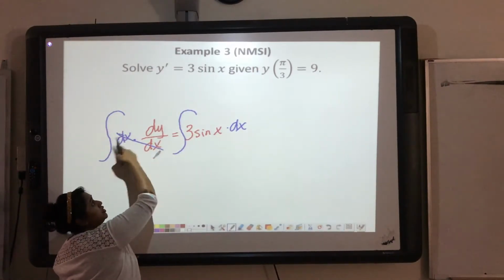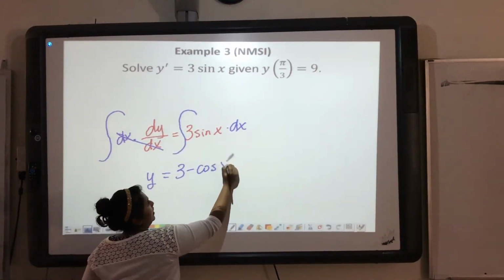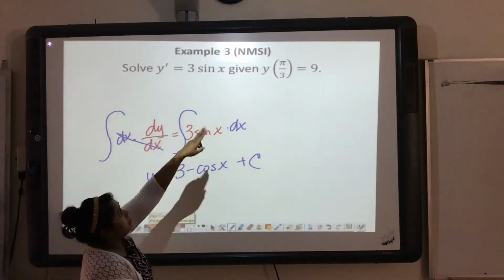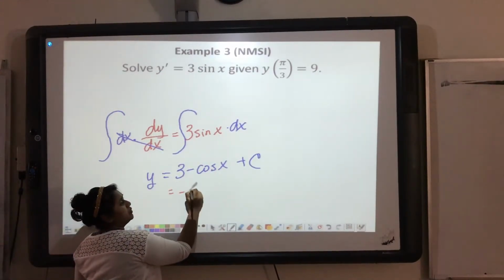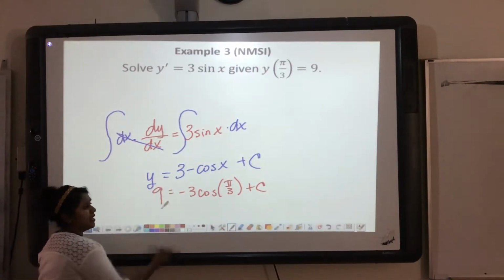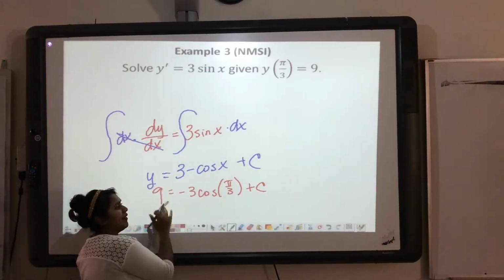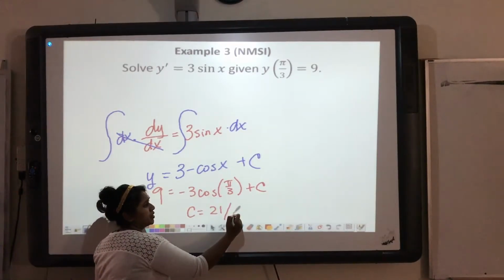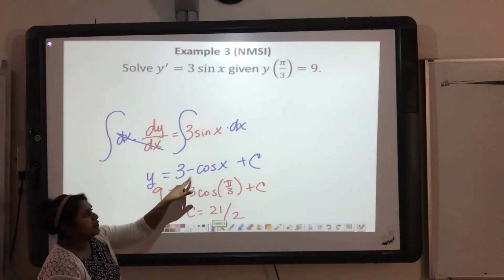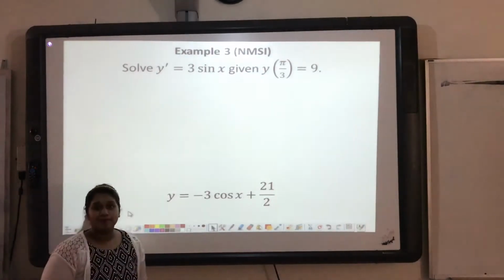And that becomes, the integral of just dy just becomes y is equal to 3 negative cosine of x plus c. My y is already separate, so now I'm just going to plug in my conditions. So there's my x value. So this is equal to negative 3 cosine of pi over 3 plus c. This is my y value, 9. If I plug all those values in, this cosine of pi over 3 is 1/2, negative 3 over 2. I'm going to add that over, so I'm going to get c equals 21 over 2. And then I plug that into my equation, so it becomes y equals negative 3 cosine x plus 21 over 2. And here is that solution right there.